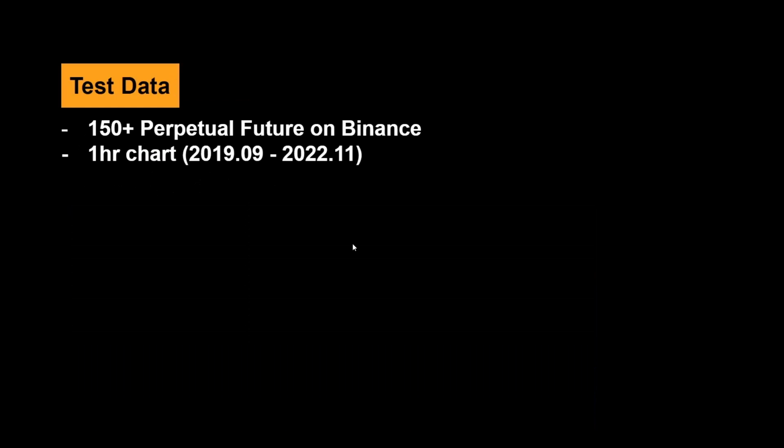In terms of the data we tested, we used 150 perpetual future trading pairs on Binance, and we used their 1-hour chart ranging from 2019 to right now, 2022 November. So that's a very comprehensive backtesting. On my computer, it's a pretty good gaming computer, it takes about 6 to 8 hours to finish one run. So very, very exhaustive. That's good.